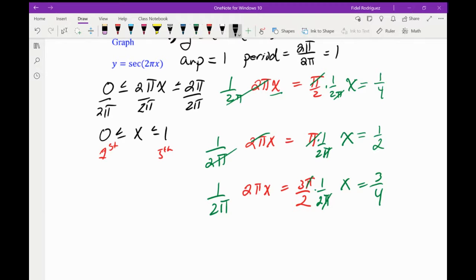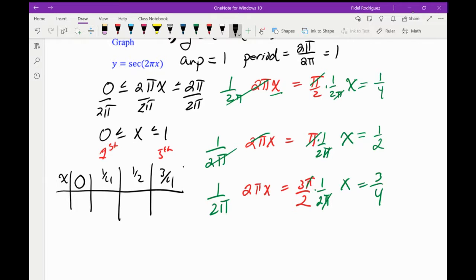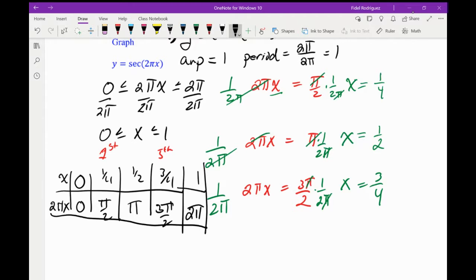Okay. So let's make our little chart. We're going to go x. We're going to go 0, 1/4, 1/2, 3/4, 1. And then we're going to go 2 pi x, 0, pi over 2, pi, 3 pi over 2, 2 pi. And we're going to go cosine of 2 pi x. Okay. Cosine of 0? 1, good. Cosine of pi over 2? 0. Negative 1? 0 and 1. Okay.